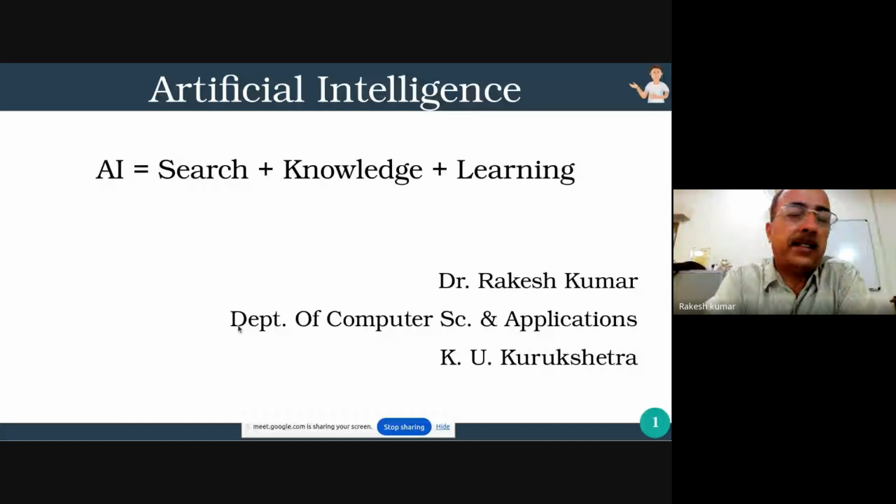So again, AI has three main components, as I understand: search, knowledge, and learning. But as far as today's world is concerned, the third one, learning, is making a lot of difference.